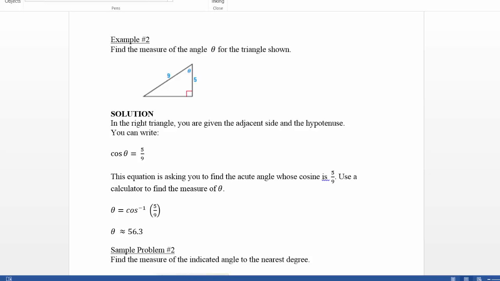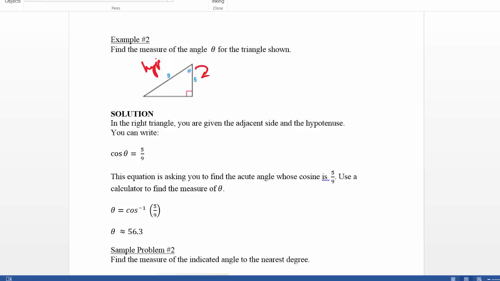Okay, so now let's take a look and see how using the inverse function will play out in a problem. If you look at example 2, you'll notice that instead of finding a missing side, we're actually looking for the missing angle theta, and we're given certain parts of the triangle. In this particular case, we're given a 9 for the hypotenuse and a 5 for one of the legs. So the key is really identifying what the relationships are in relation to angle theta.